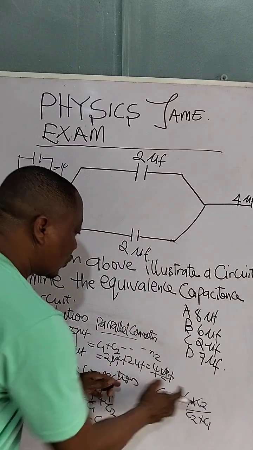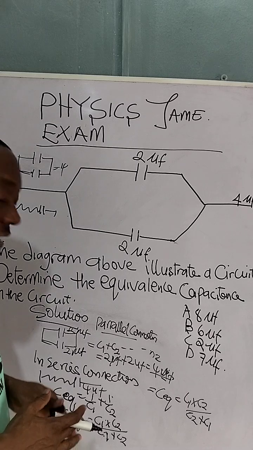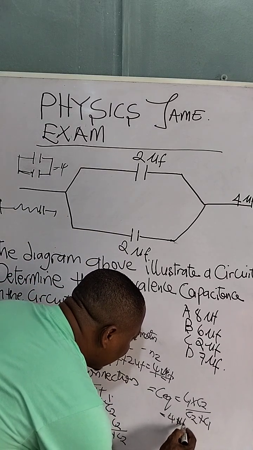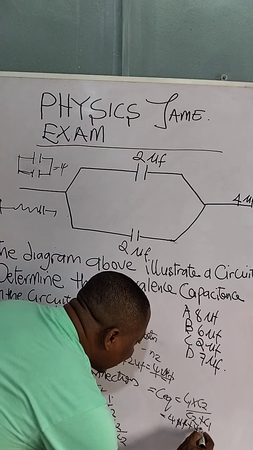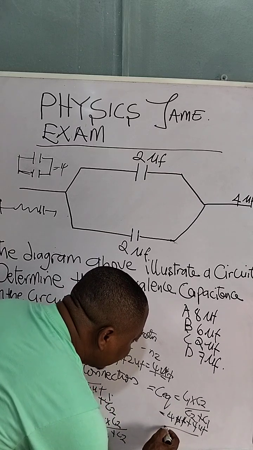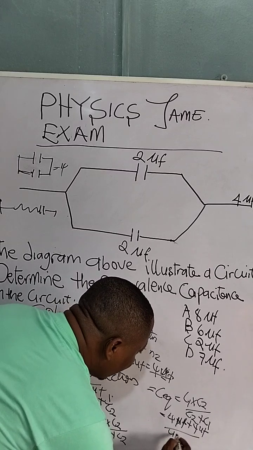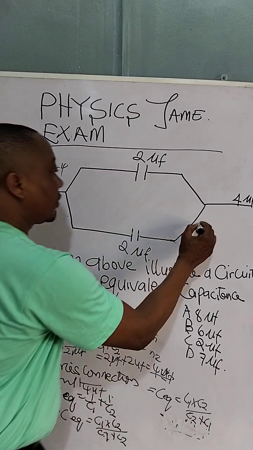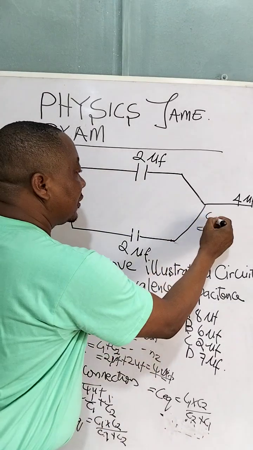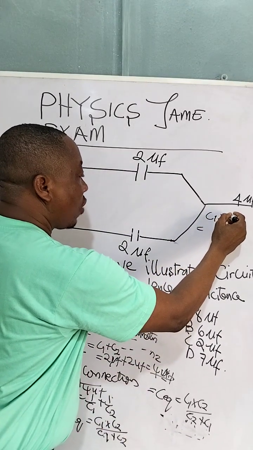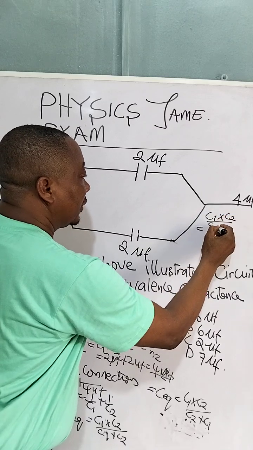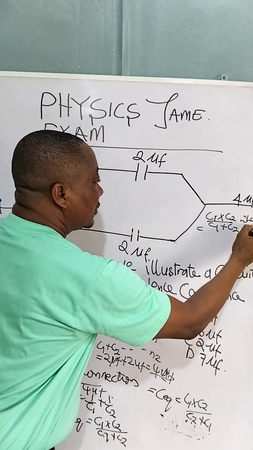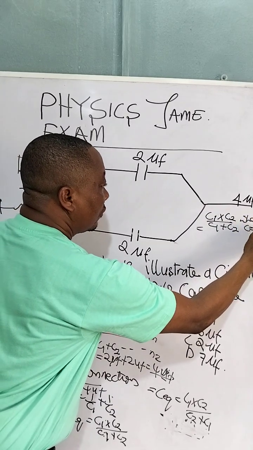So we are going to substitute the values of C into this formula. So we now have C1 is 4 Farad times 4 Farad, all over 4 plus 4. Very good. So let us bring it up here so that we can solve it correctly. Here I'm saying that this is C1 times C2 all over C1 plus C2, where C equals 4 Farad.